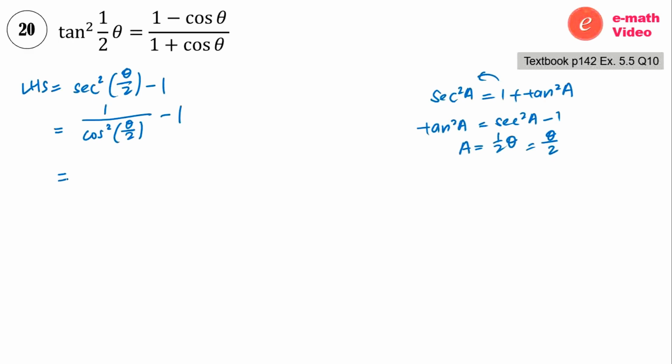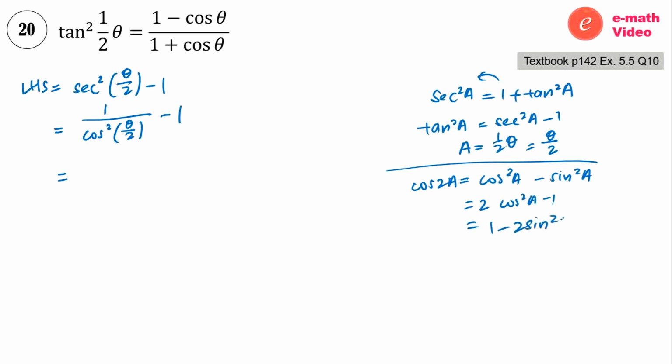Then now we need the half angle formula, and we know that the half angle formula is derived from the double angle formula. Double angle formula for cos 2A is cos square A minus sine square A equals to 2 cos square A minus 1 equals to 1 minus 2 sine square A. Which one should we use? Because we only want cos, right? So I will take the second one. Cos 2A equals to 2 cos square A minus 1. Halve all the angle, cos A equals to 2 cos square A over 2 minus 1.